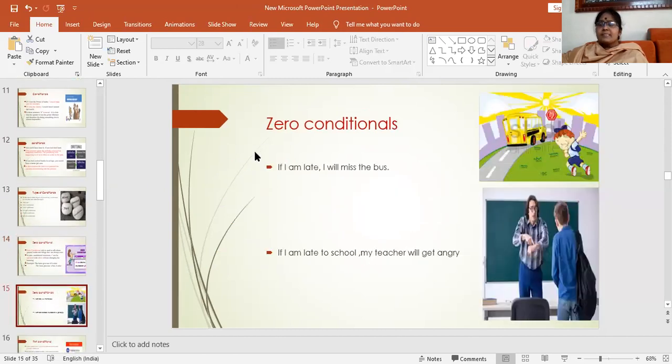Let us do some examples of zero conditionals. Look at this picture. What does it say? He is late and he is missing the bus, right? He is late and his bus has left. So what is the conditional over here? If I'm late, I will miss the bus.